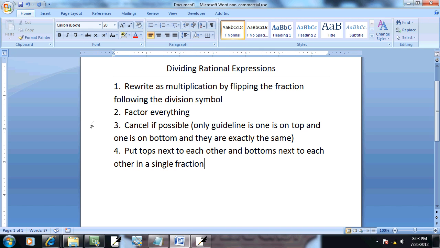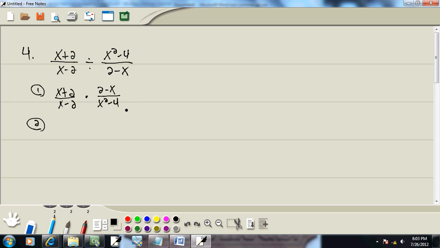Okay, step 2, factor everything. Well, this bottom part here, two terms with a minus between them, is a difference of two squares. This top part is the wrong order. It's not in standard form. These first two I can't do anything with. So I got x plus 2 over x minus 2 times negative x plus 2.